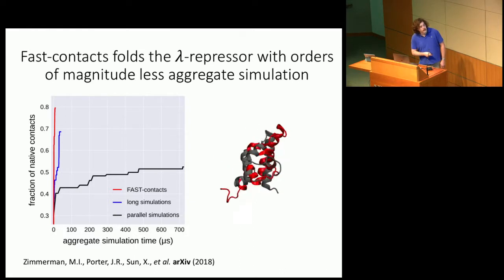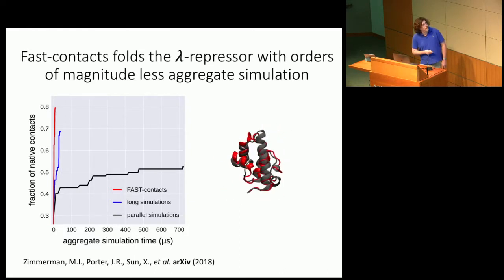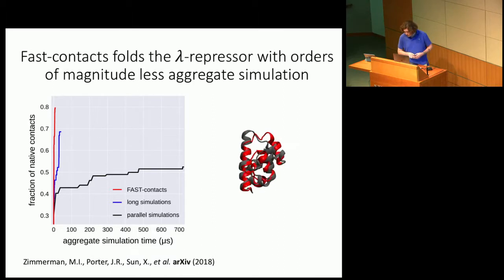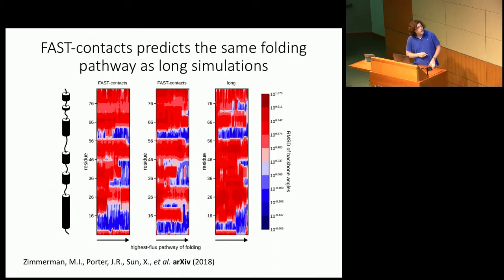So I'm showing the highest flux folding pathway of the lambda repressor for our FAST contact simulations on the right here. And we can look at this pathway in a little bit more depth. So what I'm showing here is the RMSD between the backbone angles along the highest flux pathway for 2 runs of our FAST contacts and long simulations. This is the backbone RMSD for each residue.